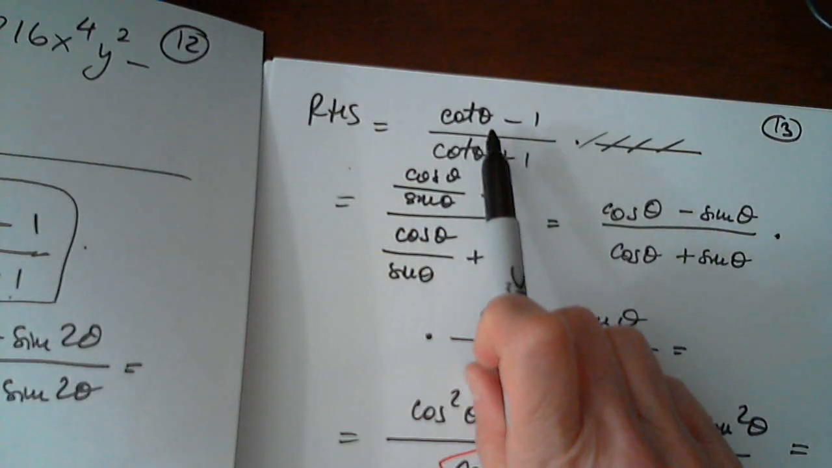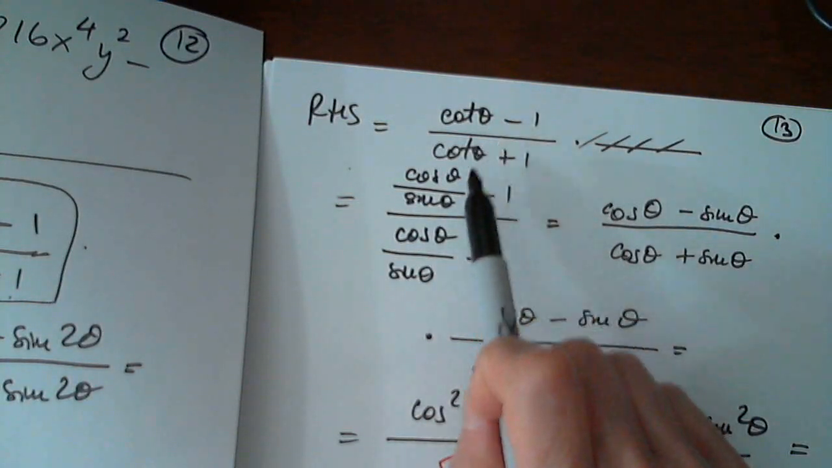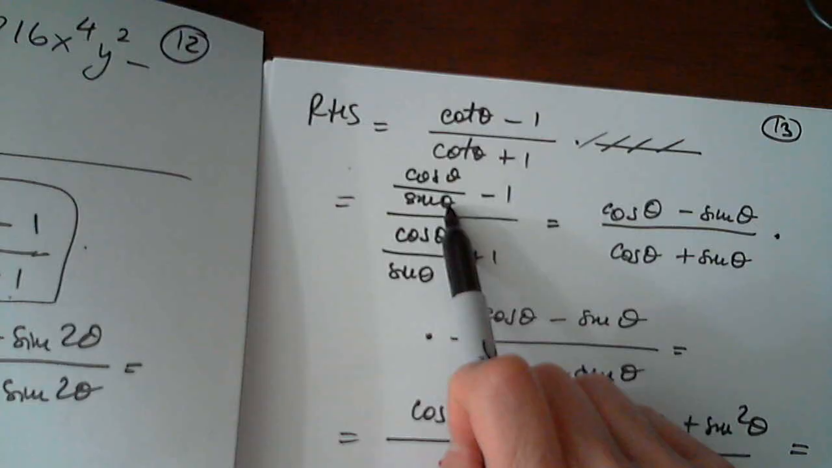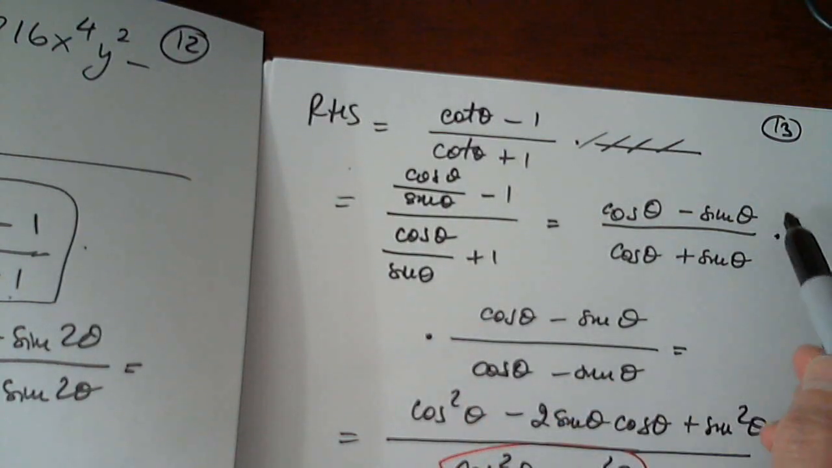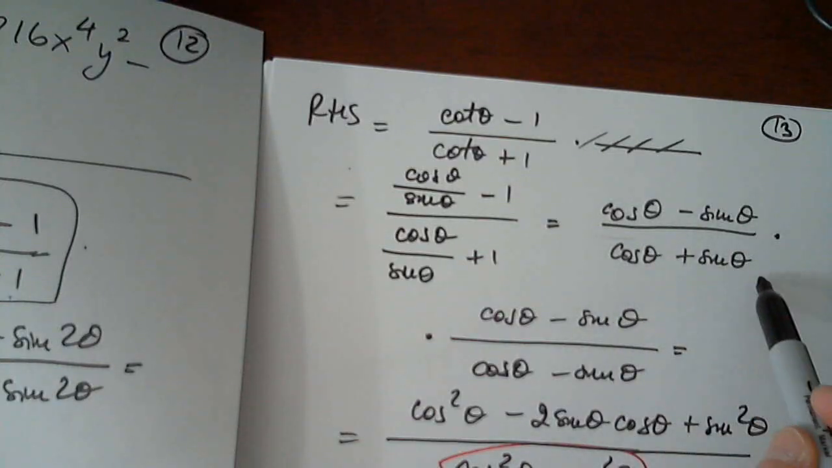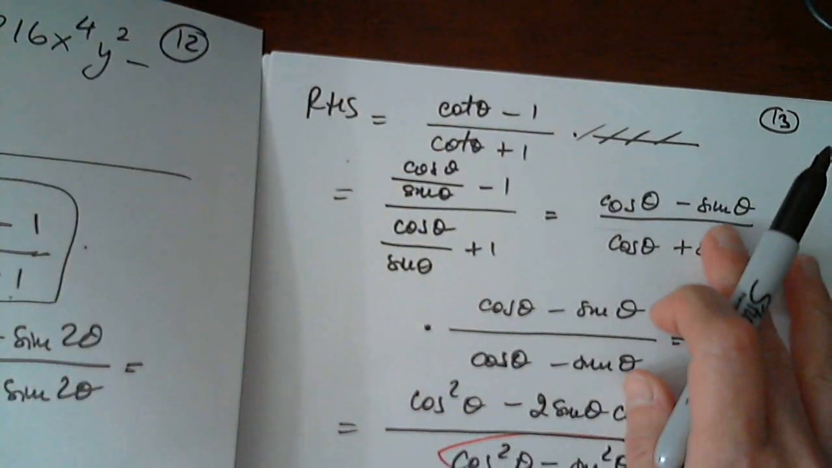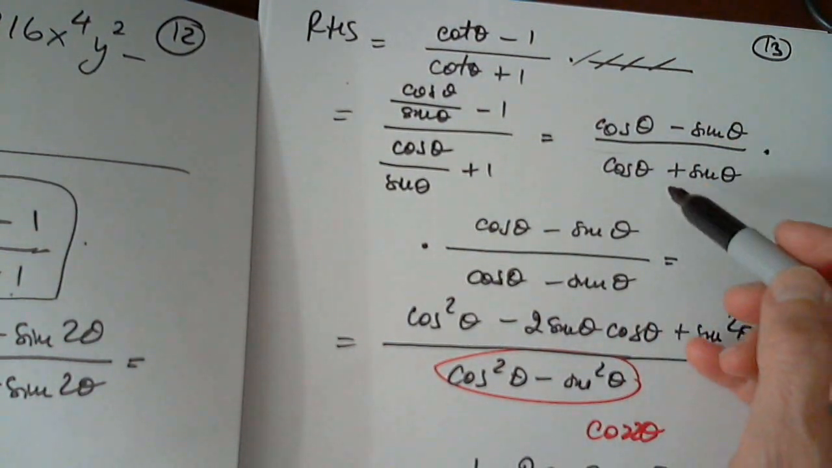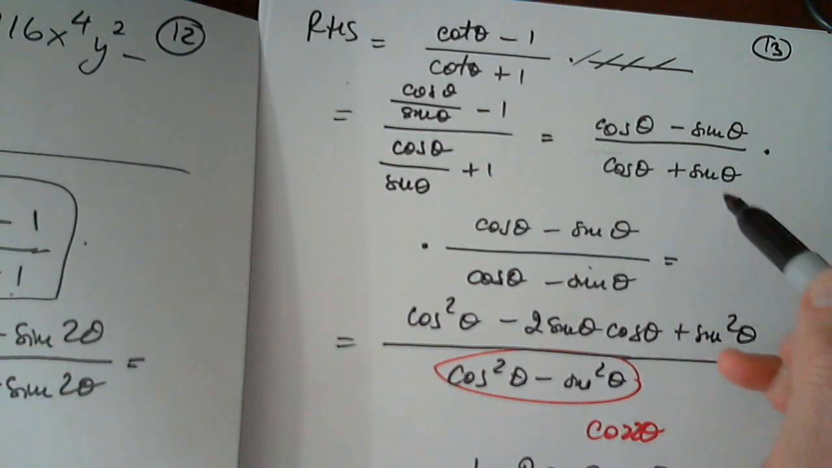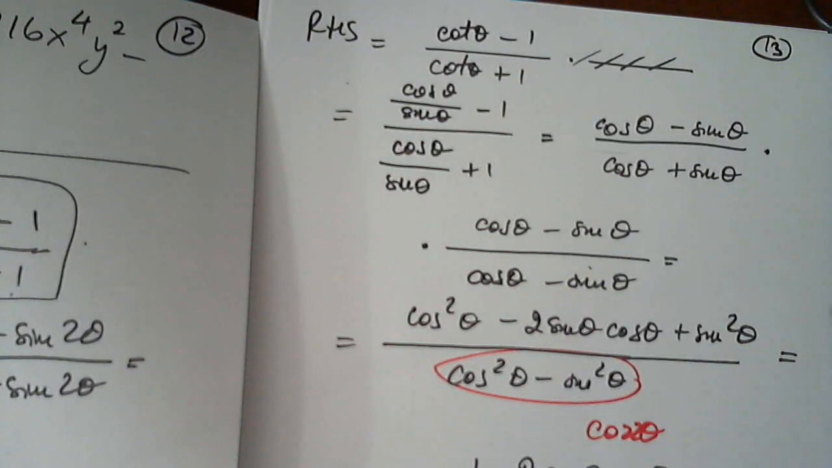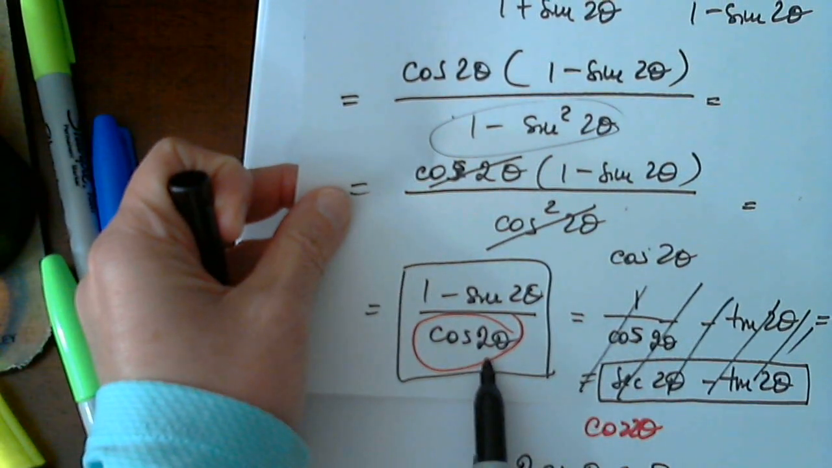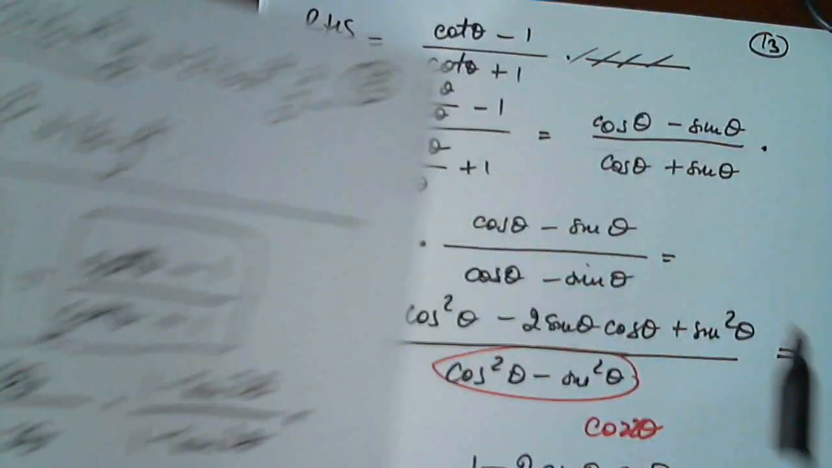Well, I replaced cotangent by cosine over sine. I found the least common denominator, and I simplified the denominator, and the numerator is this, and the denominator is this. Now, I want to eliminate the denominator, or I simply look here and see, how do I get this cosine 2 theta?